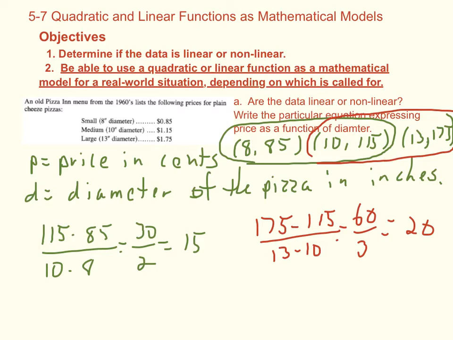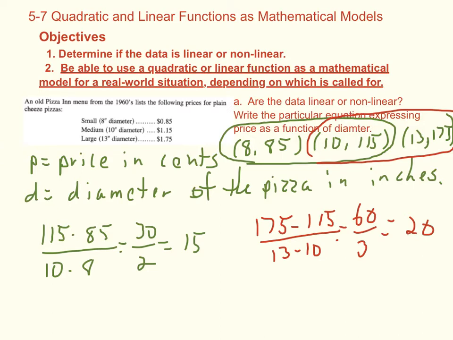So here we have our 3 points. For an 8-inch pizza, you pay 85 cents. A 10-inch pizza, 115 cents. A 13-inch pizza, 175 cents. Now the first question: is the data linear or nonlinear? So in the green, I calculate the slope between the first 2 points. In the red, I calculate the slope between the second 2 points. Is this linear or nonlinear? It's nonlinear because the slopes between the points are not the same.